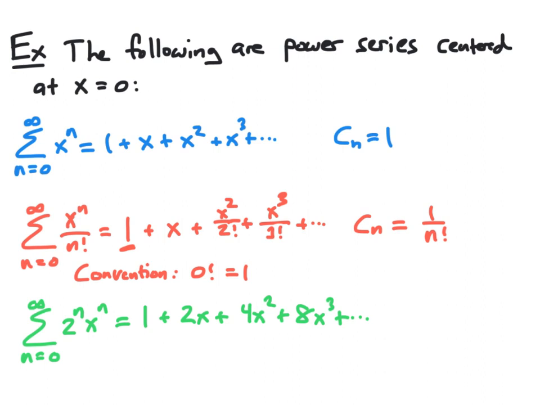And so this is going to be our value of c_n in this particular power series. And so if we want to know the coefficient in front of, say, x to the 10th power, this tells us that it's going to be 1 over 10 factorial.